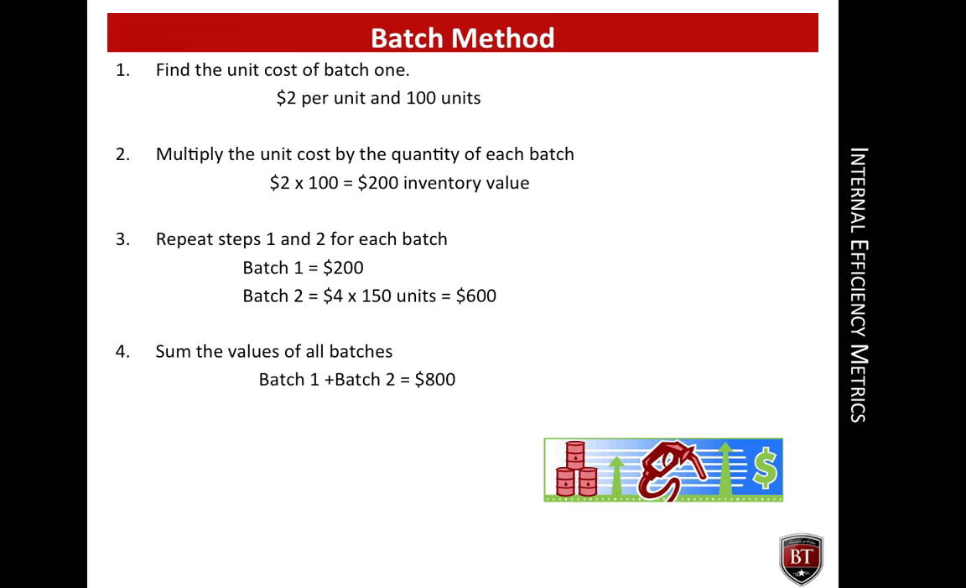Let's say that there are 2 batches in our inventory. Batch 1 is valued above at $200. In batch 2, the widget cost is $4 and a quantity of 150 units. Thus, $4 times 150 is $600 for the inventory value of batch 2. 4. Add up the entire inventory values for each batch. Using the previous examples, it would be $200 plus $600, which would be a total inventory value of $800.